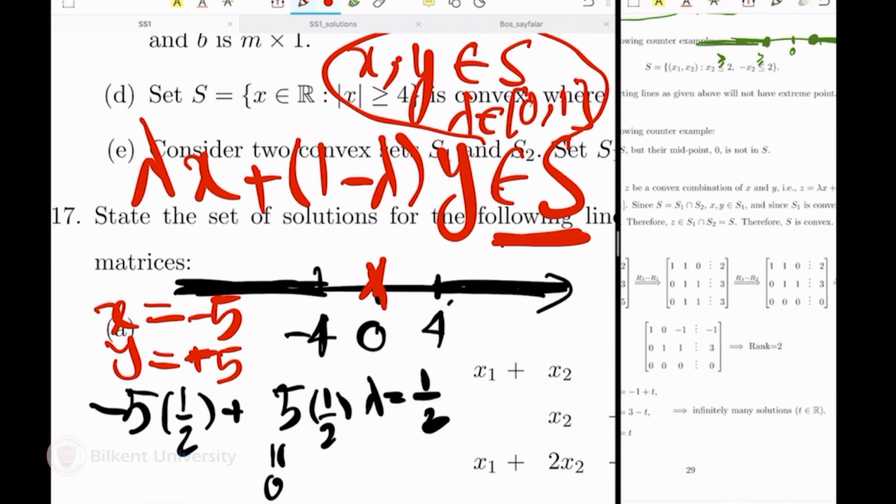But when I put them inside this expression, lambda x plus 1 minus lambda y, for a specific lambda, let's say 1 over 2, which is a regular lambda that we usually use, I found point 0, and the absolute value of 0 is not bigger than or equal to 4. So it's not inside S. So I found x and y whose convex combination is not inside S. So S is not convex. I hope it's clear.